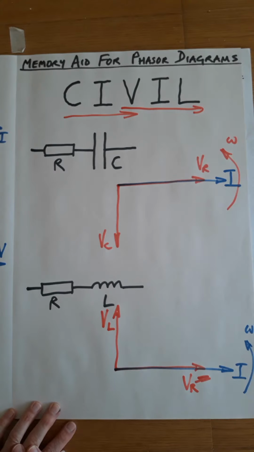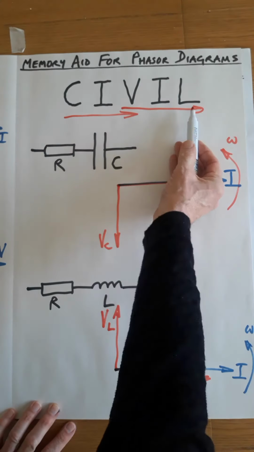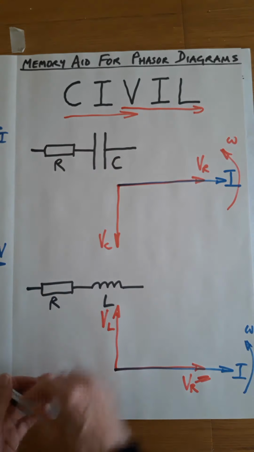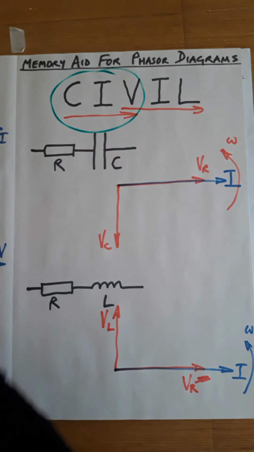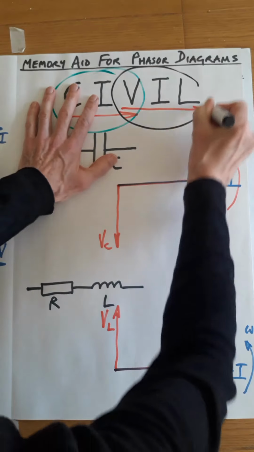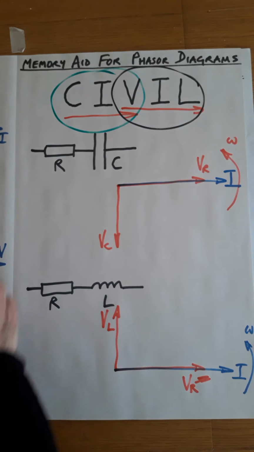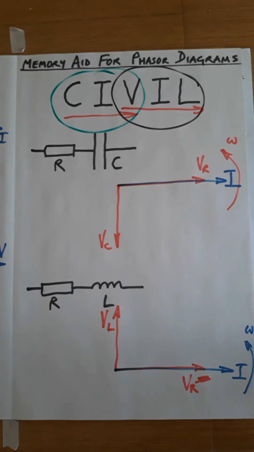Okay, so this is a memory aid. Always read left to right. First three letters for a capacitor, second three letters for an inductor. On to my third part.